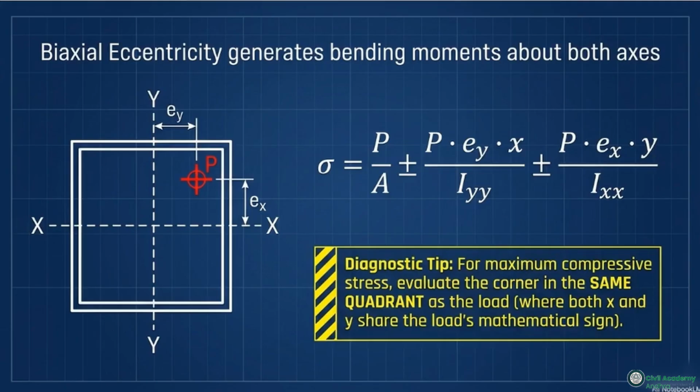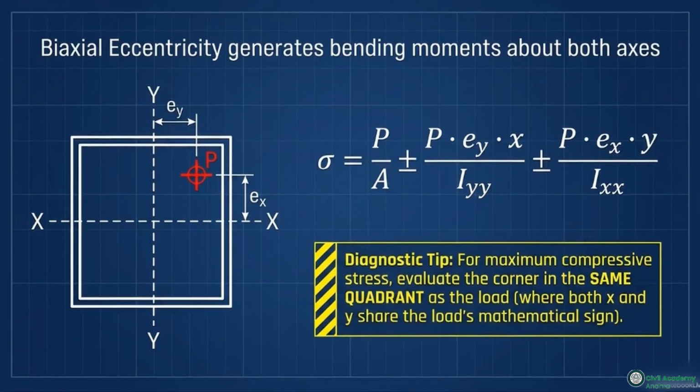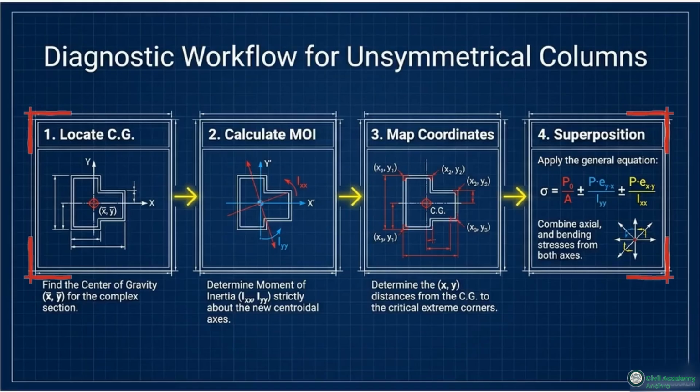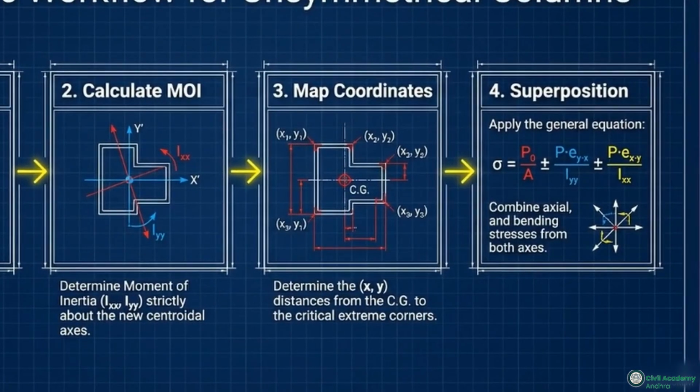For a load off-center on both axes, this expanded superposition equation combines direct axial and both bending stresses. To avoid messy sign tracking, use the diagnostic tip. Maximum compressive stress occurs at the corner in the same mathematical quadrant as the load. For more complex, unsymmetrical shapes, we follow this strict 4-step workflow. You locate the center of gravity, calculate the moment of inertia strictly about those new centroidal axes, map your extreme coordinates, and finally apply superposition.